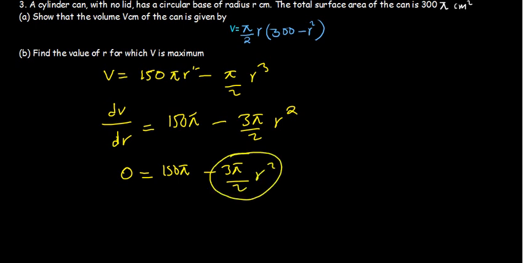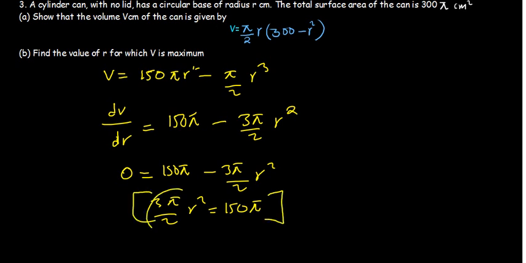I'll take this term to the other side, it becomes positive 3 pi over 2 r squared, and that is going to be equal to 150 pi. At this point now I'm going to multiply by the reciprocal of this so that I just remain with r squared, and that is 2 over 3 pi. So the 3 pi and the 3 pi will cancel, the 2 and the 2 there will cancel. That will give us r squared being equal to 3 into 150. That should be 50. And 50 multiplied by 2, that is going to be 100. I'm not worrying about this pi because it will cancel with the pi which is down.